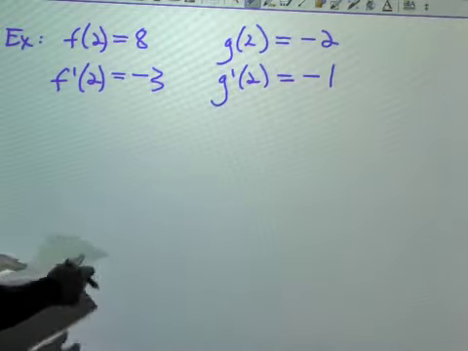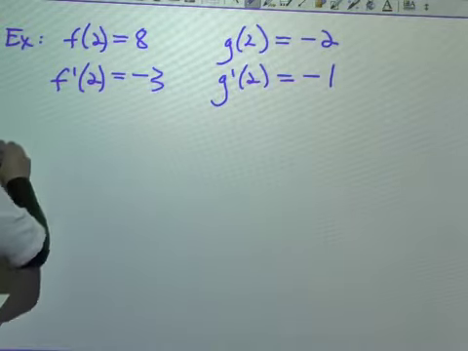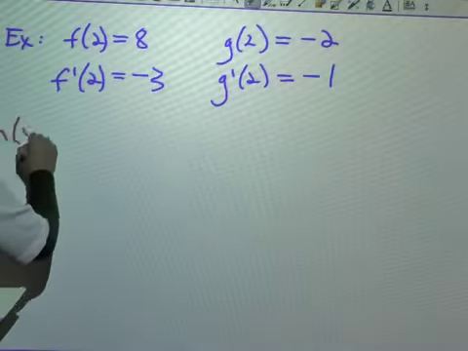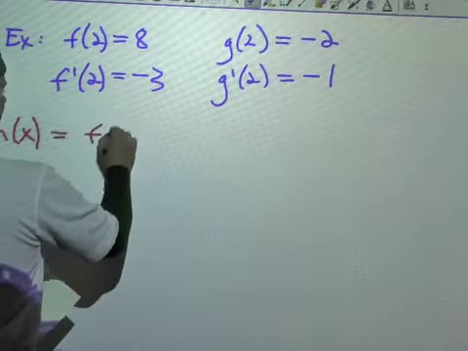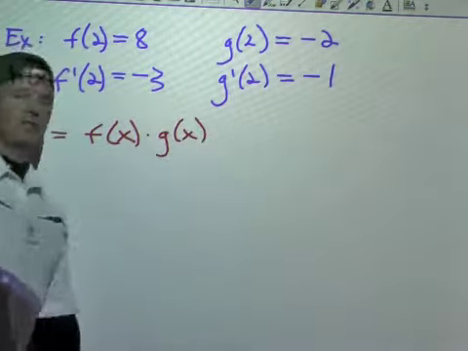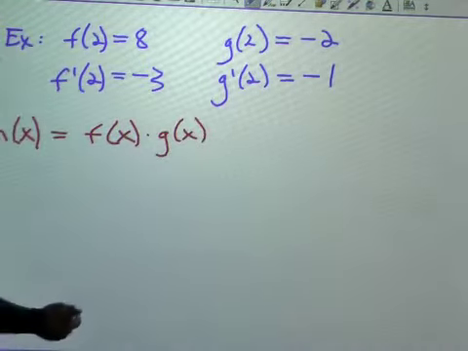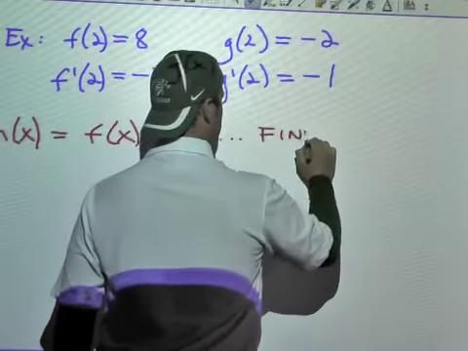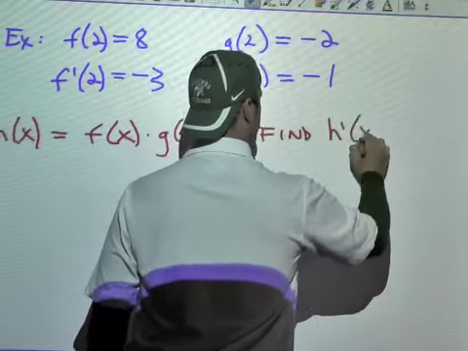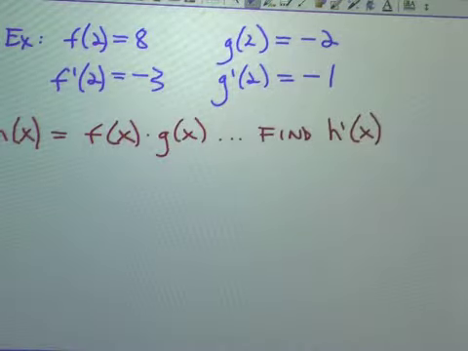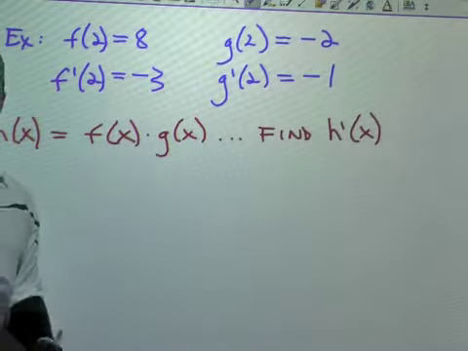And they're going to tell us that h of x, let's say, equals f of x times g of x, whatever f of x and g of x happen to be. And then they're going to ask you to find h prime of x. Okay. So how do we do that if we don't actually know what the functions are?